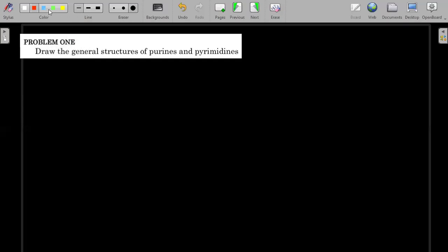So we start from question 1. Question 1 says draw the general structures of purines and pyrimidines. Before we can even draw their structures, we have to know what they are. Purines and pyrimidines are nitrogenous bases that form the building blocks of nucleic acids, that is DNA and RNA.